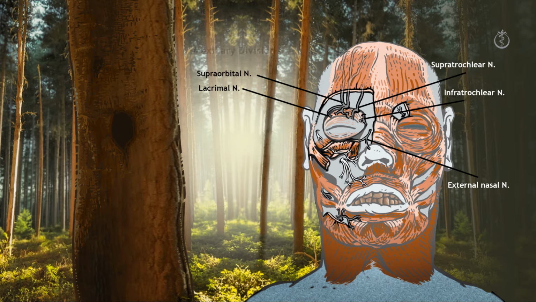We can identify 2 of the 3 branches derived from the maxillary division: the large infraorbital nerve and the smaller zygomaticofacial nerve. In this drawing, we can also identify 2 of the 3 branches that are derived from the mandibular division: the mental nerve and the buccal nerve.